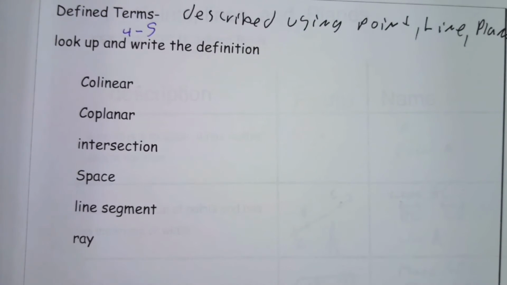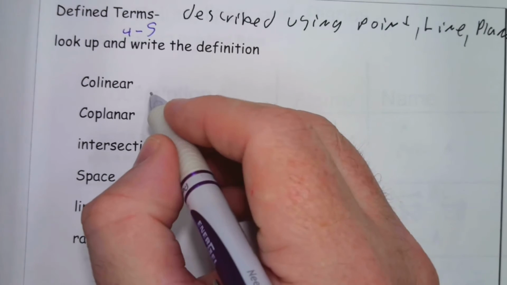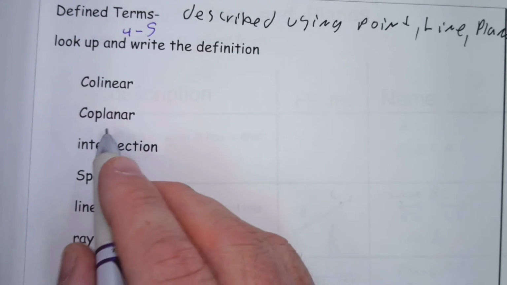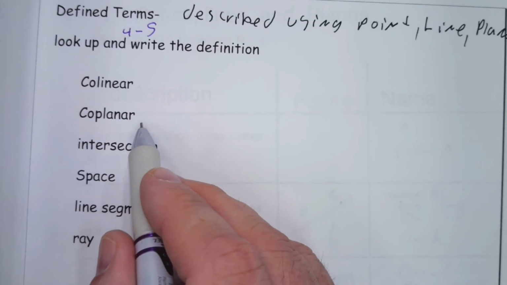Collinear are points that lie in the same line. Coplanar are points that lie in the same plane.